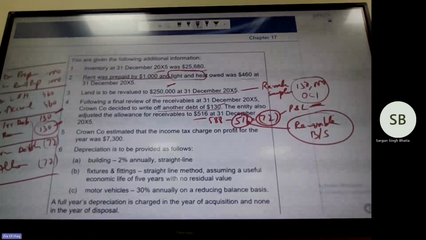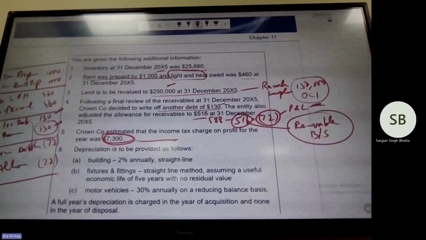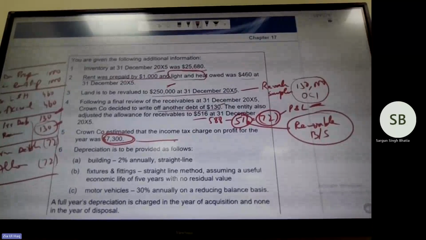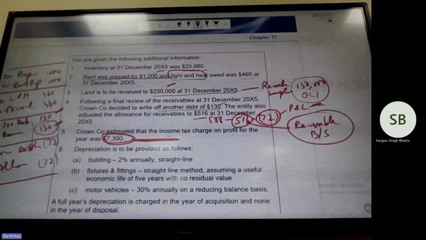And then Crown Company estimated that the income tax charge on profit for the year is 7300, meaning the current year provision is 7300. So we need to add any under provision and subtract any over provision for current year tax expense in the profit and loss account. But in the balance sheet, tax payable, we will record the current year amount only.